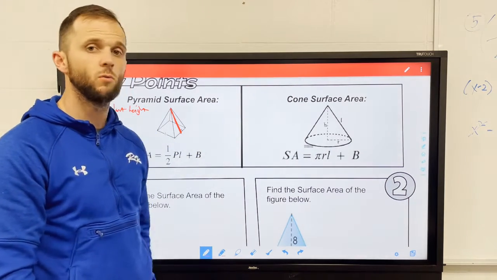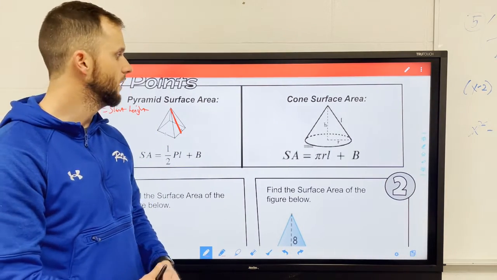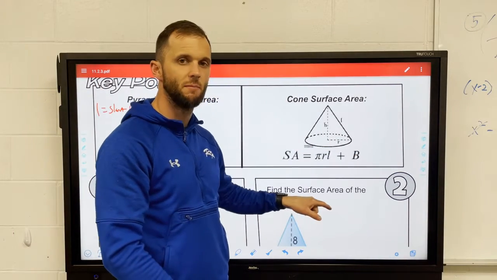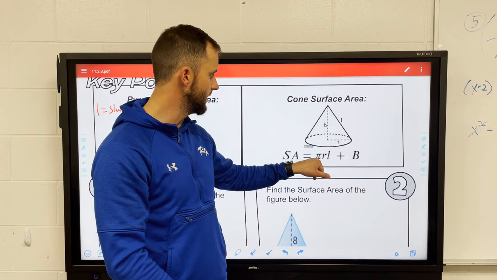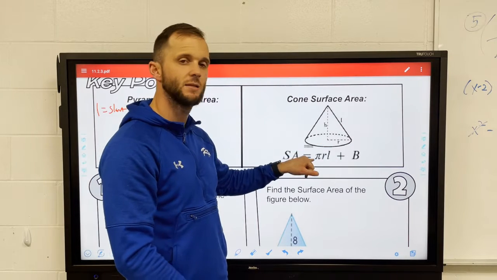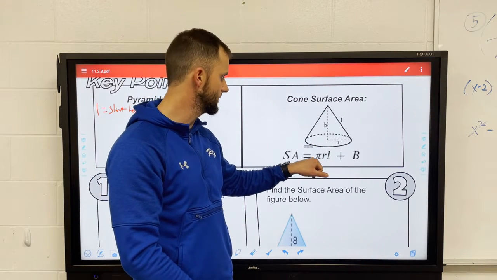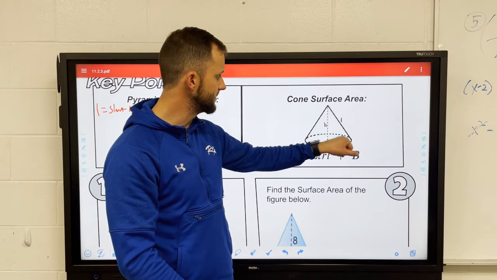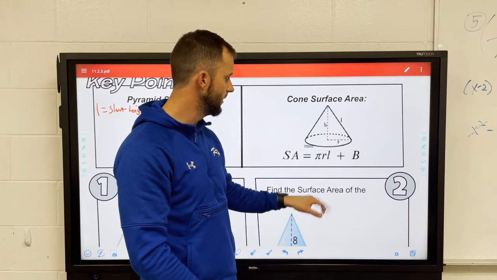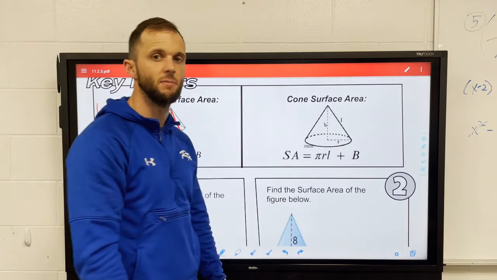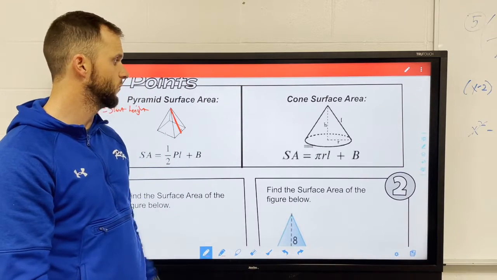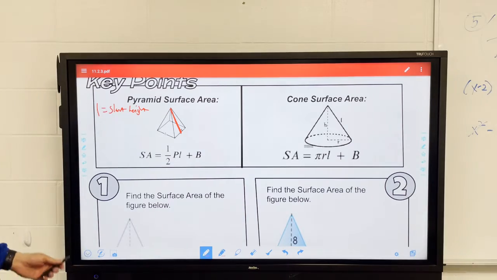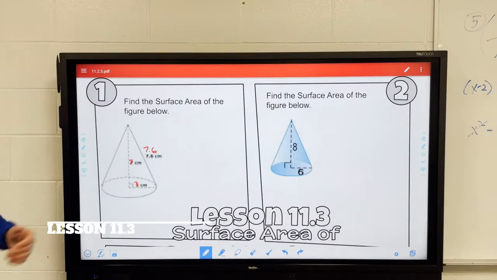So now in a cone, we're kind of doing the same concept again, but if you look down below, I have a circle as my base. So I gotta find the circumference of that, and then I'm gonna end up multiplying that times the slant height, which is gonna be L here. And then I'm gonna be adding that to the area of the base here, okay? So let's take these two formulas, let's plug it into our examples, and let's hope this comes out on the good end. All right, so let's go look at example number 1.